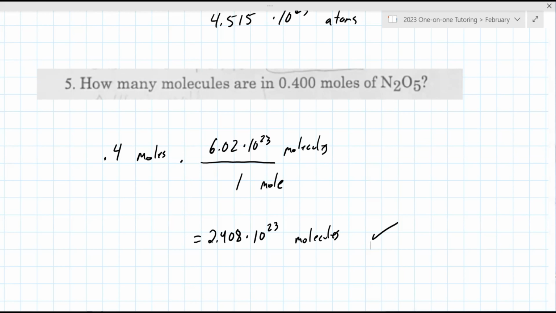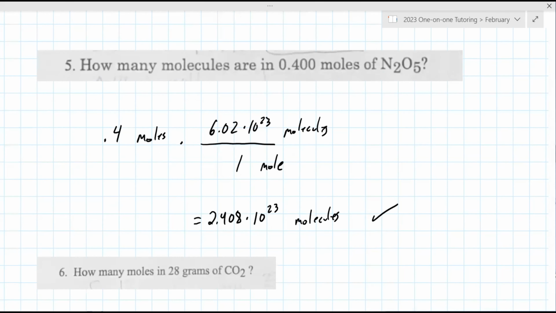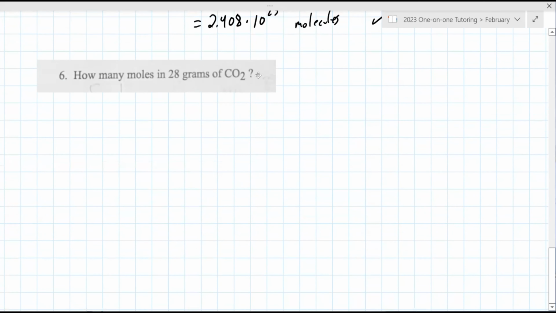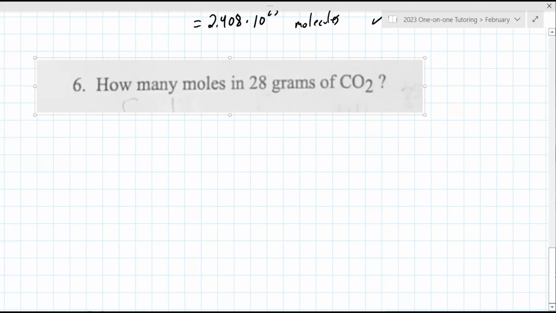Slightly more challenging. You will need that periodic table. How many moles are... okay, so a couple of ways to do number 6. In terms of that CO2, you have to find the molar mass of CO2. So that means you have to go to your periodic table. And if you don't have one that you like, I can point you to one. Okay, I need to pull one up here.